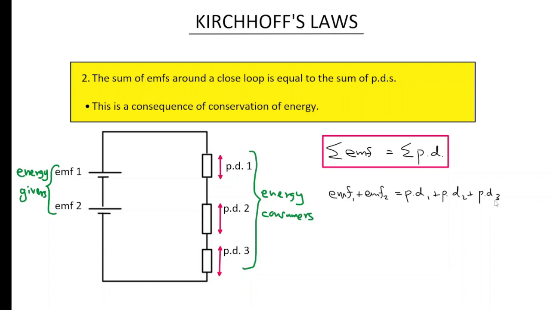So Kirchhoff's first law says that the sum of currents entering a point is equal to the sum of currents leaving that point, conservation of charge. The second law says around a closed loop, around a closed circuit, the sum of EMFs is equal to the sum of PDs, and this is a consequence of conservation of energy.